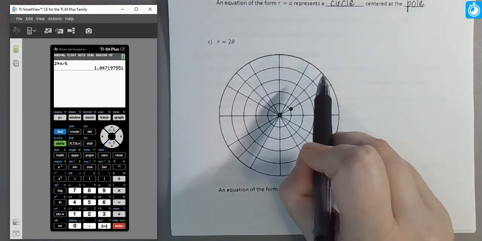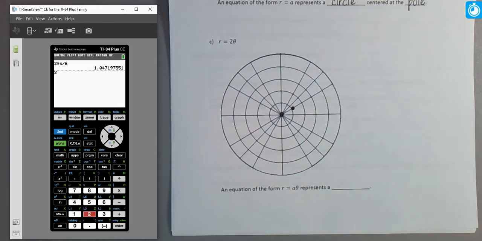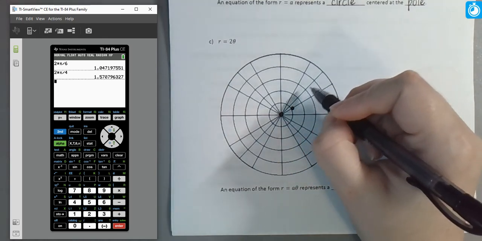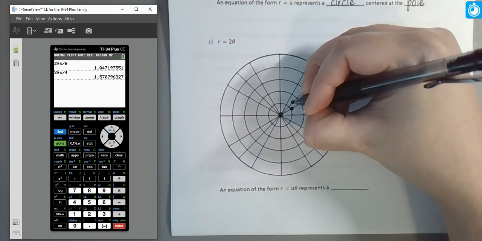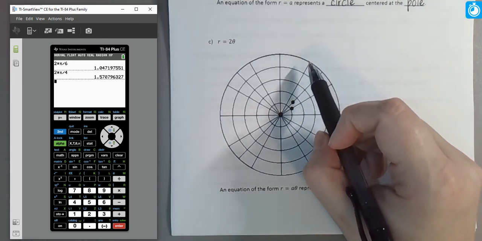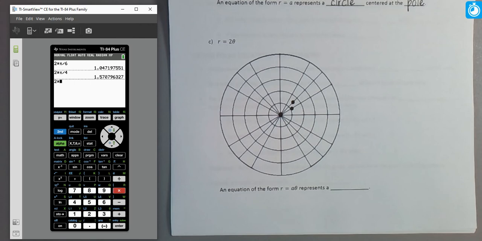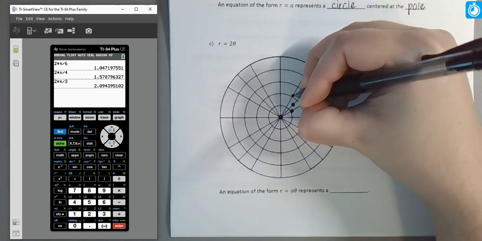Now if we keep rotating, go to pi over 4. Theta is pi over 4, and r is going to be 2 times pi over 4, which is about 1.6. So at pi over 4 radians, r is going to be about halfway between the first and second ring. Now if we continue rotating to pi over 3, r is going to be 2 times pi over 3, which is a little bit further out than 2. So when theta is pi over 3, r is just a little bit further out than the second ring.